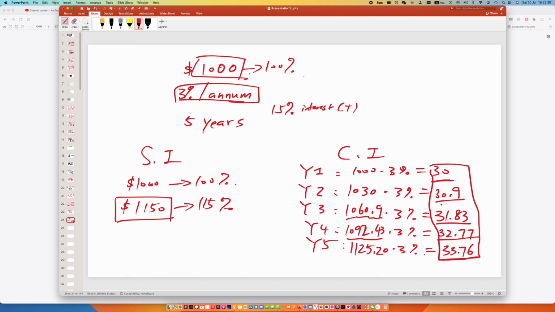Okay, so you add all this interest with the original, which is 1000. So that will give you the total at the end of year 5. That will be the total money you get. So that's how you calculate compound interest. No need, just use your calculator and punch the thing.